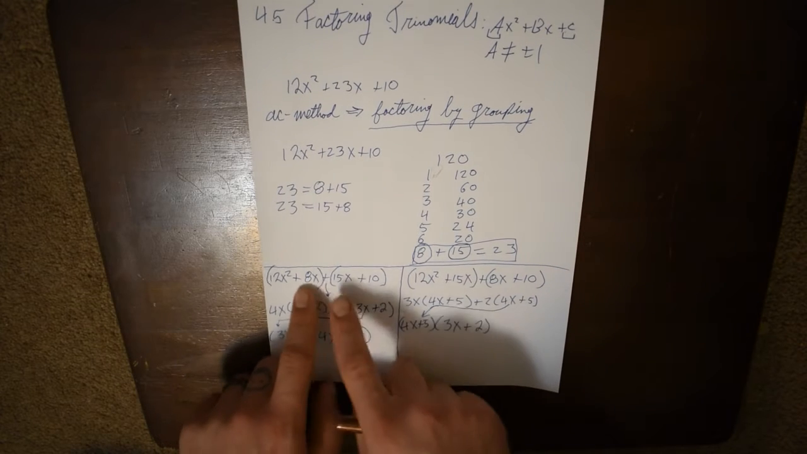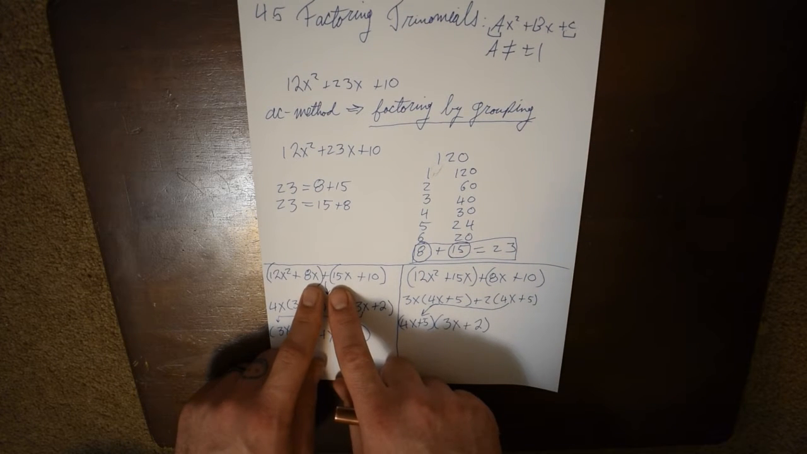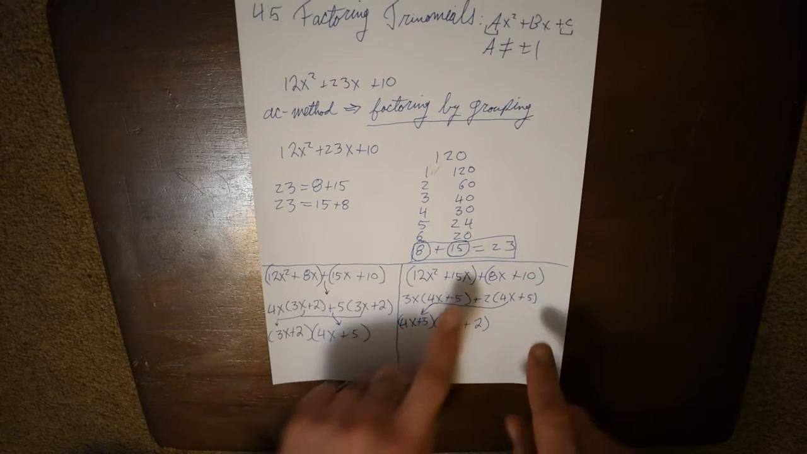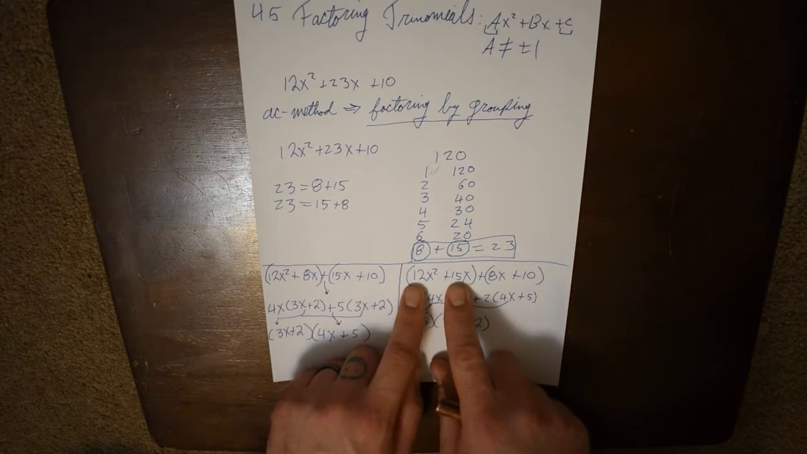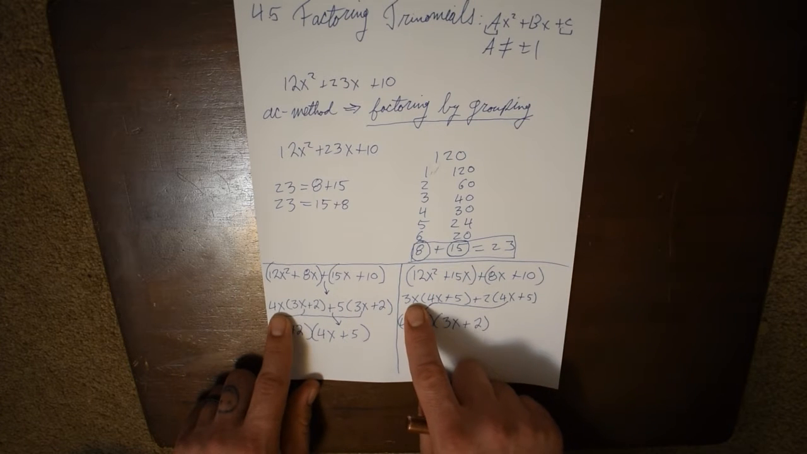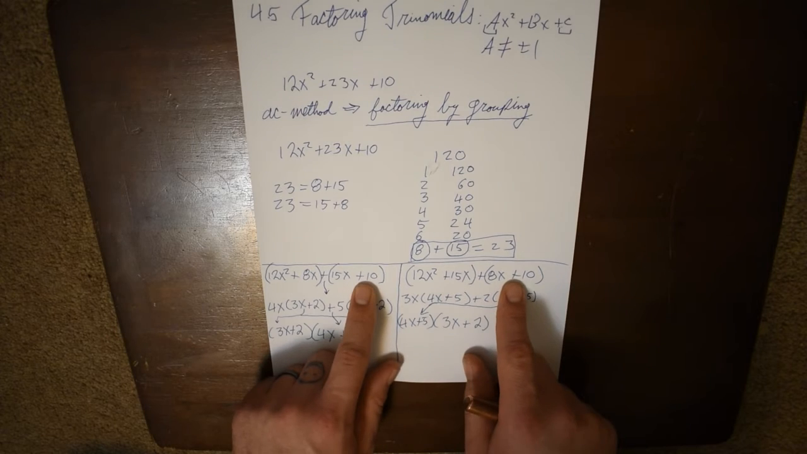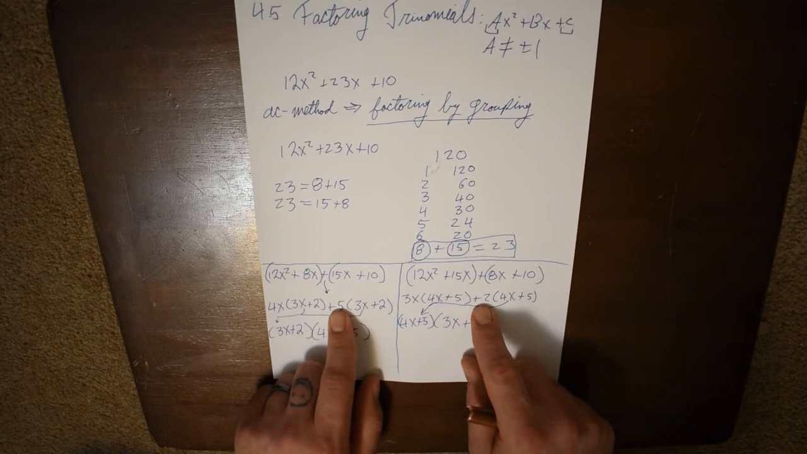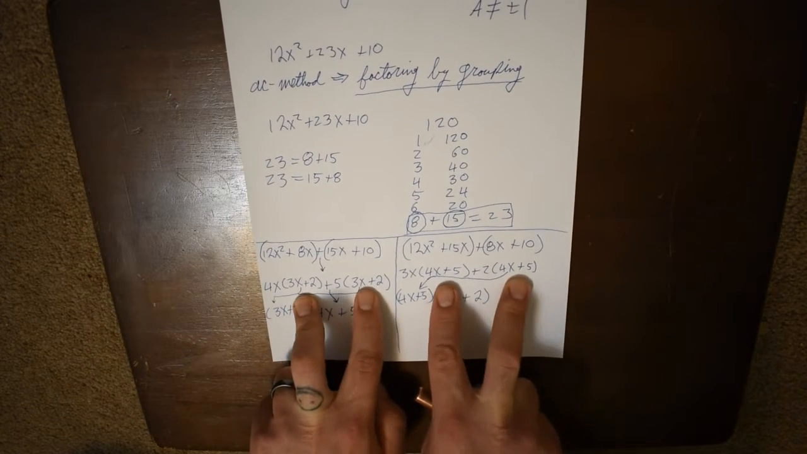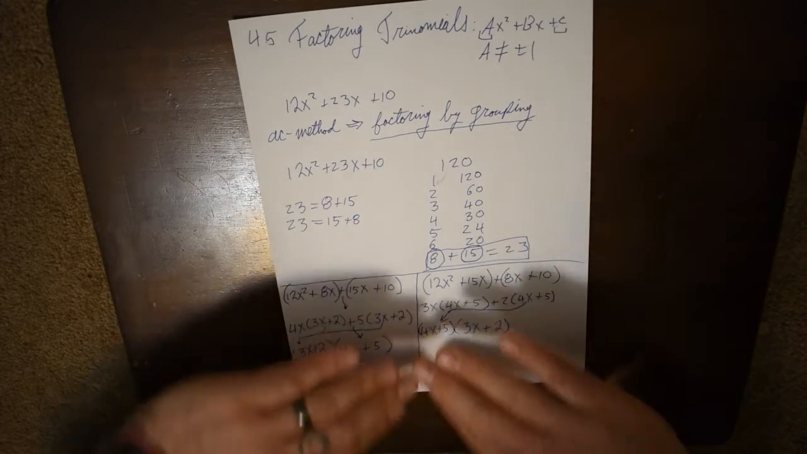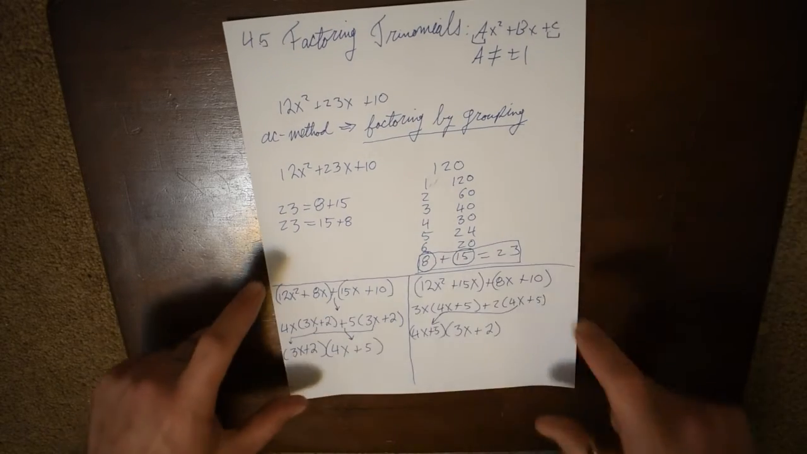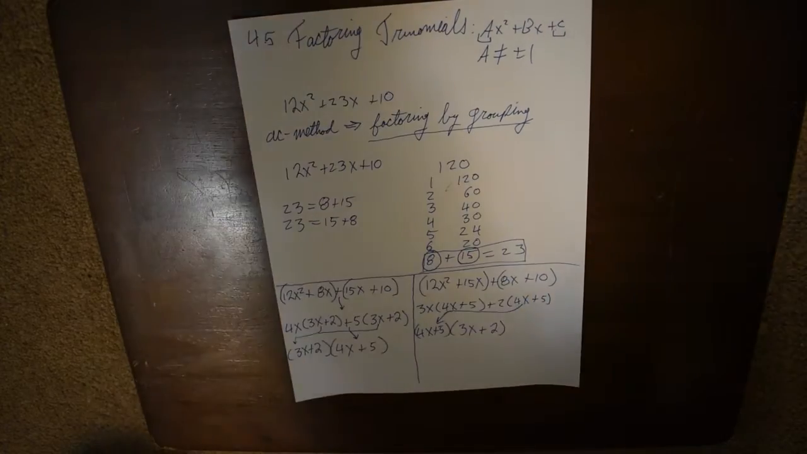So yeah, it didn't matter if we wrote the 8x plus 15x or 15x plus 8x. We grouped the first two terms together, we factored out what was common, we grouped the second two terms together, we factored out what was common, and then we factored out what was common again. Same method up to this step. Now we just have to factor by grouping.